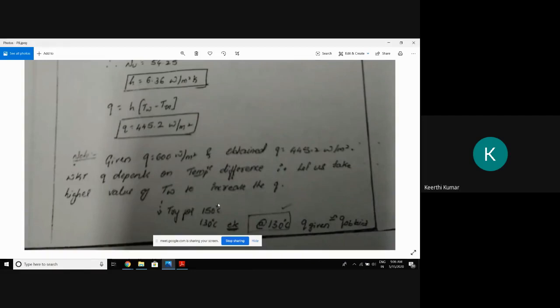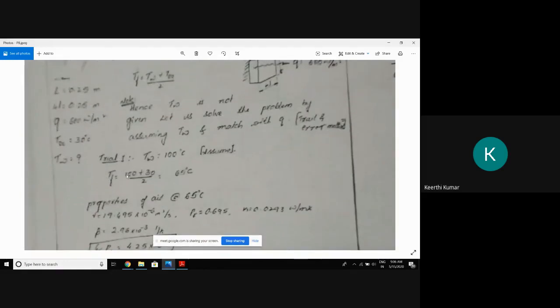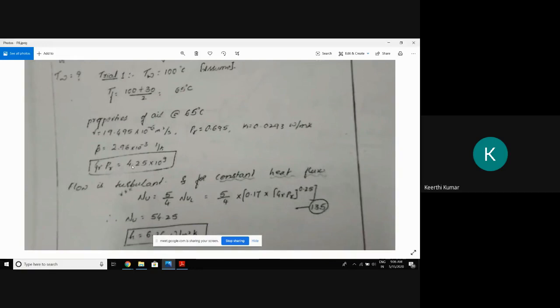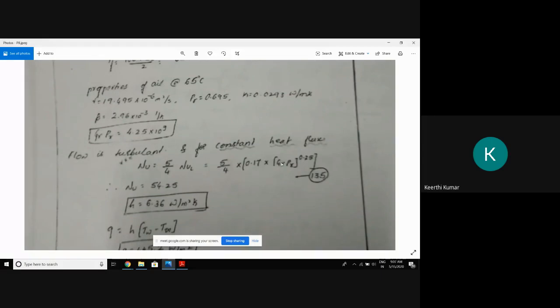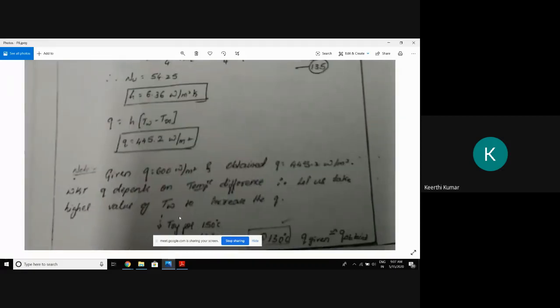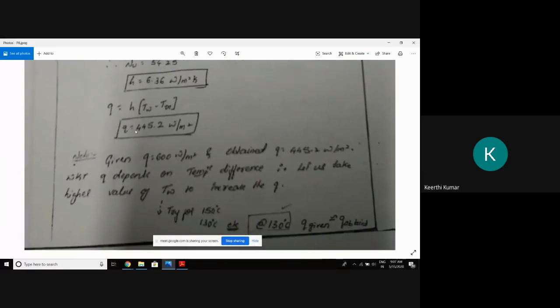Similarly, if I try 150, the same procedure: 150 plus 30, 180 by 2, it will be 90 degrees. Take the properties of air at 90 degrees, then go for the Grashof number and then Grashof into Prandtl number. Once you get this value, this will again be turbulent flow, and for turbulent constant heat flux, the same procedure. Just the value of Gr Pr will vary because these two values depend upon the temperature. Again h will vary, q will vary. If I take Tw as 150, then q will be around 750, I think probably around 750.